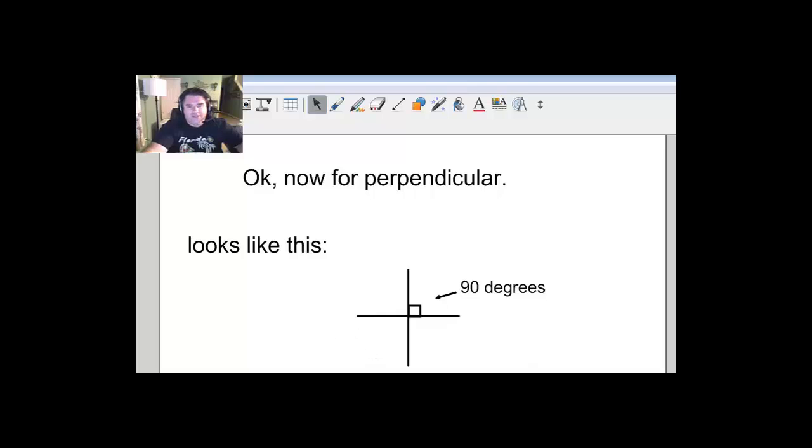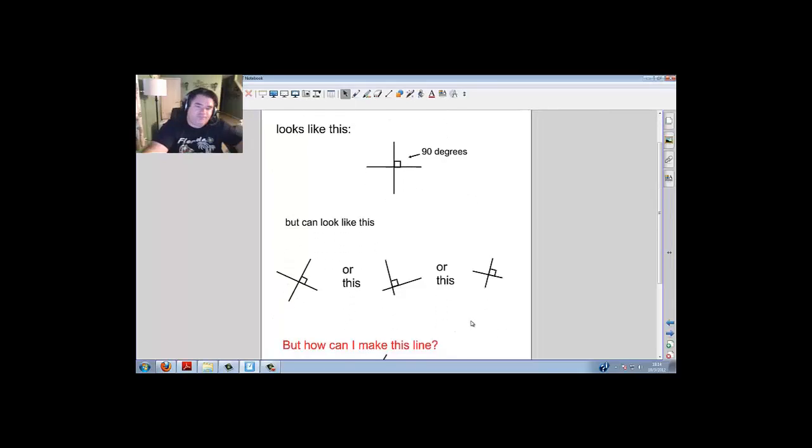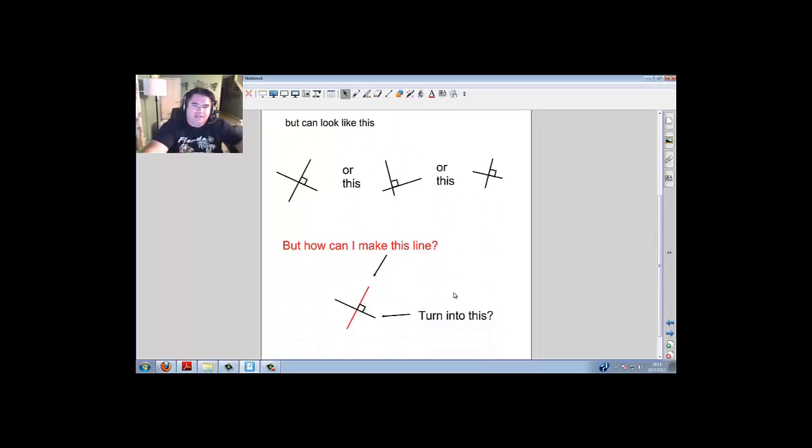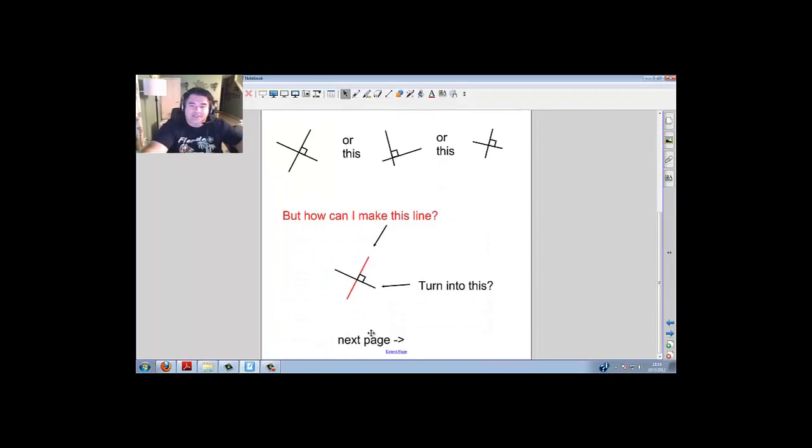But they can also look like this, or this, or this. In other words, they can be tilted. But it's still going to be a cross, or a plus sign, or however you want to look at it. That's what they look like. But how can I make this line? How can I turn this into this?